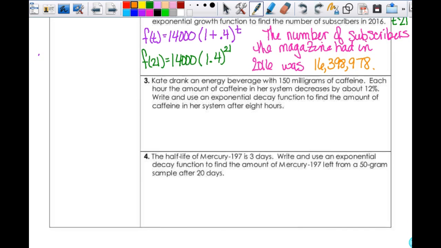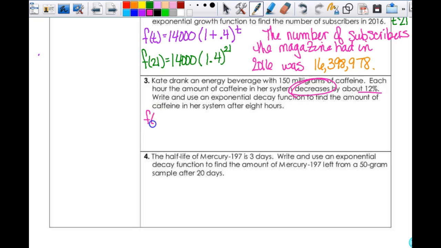All right, so now let's look at what's going on with Kate. It says Kate drank an energy beverage with 150 milligrams of caffeine. Each hour, the amount of caffeine in her system decreases by about 12%. All right, so that means I'm going to do an exponential decay. It does say that, use an exponential decay. Even if it didn't say that, we should know that from decreases, right?